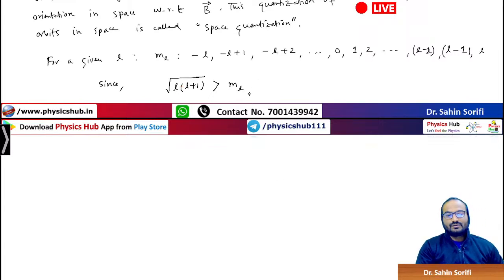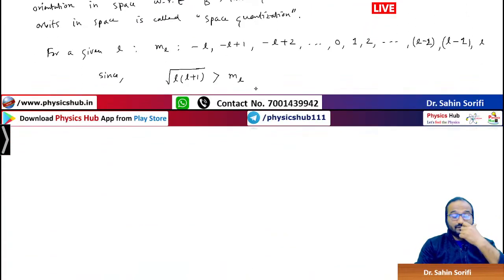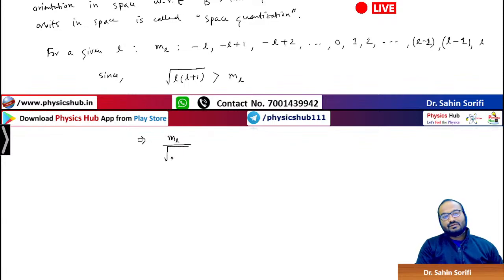So, this has a very important consequence. So we know cos theta is equals to ML by root over L into L plus 1, and root over L into L plus 1 is always greater than ML. So that directly means ML by root over L into L plus 1, what will be the value? It will be less than 1. So we can say that cos theta is always less than 1. So that is cos theta is not equals to 1. It means theta not equals to 0.